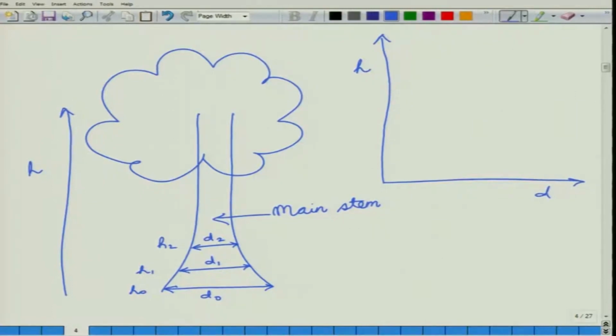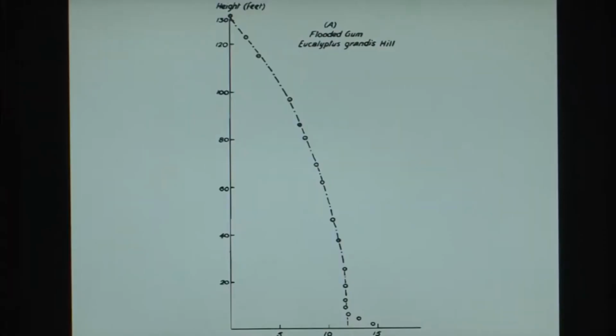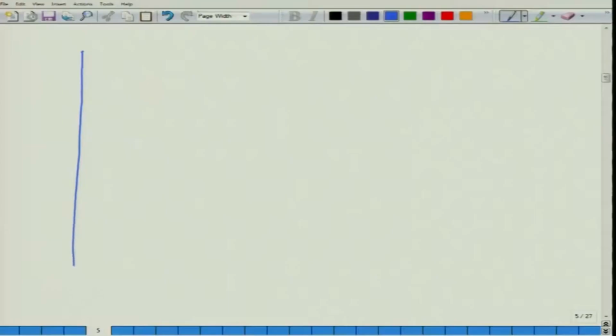On the x axis here we have diameter in inches, on the y axis we have the height in feet. If we look at this curve, this is for a eucalyptus species. We can divide it into three parts. The topmost region, depicted as section A in this figure, looks like a cone. Let me draw this curve for you. Here we have the diameter and here we have the height. The topmost portion would look like a cone. So, this is a conical section.